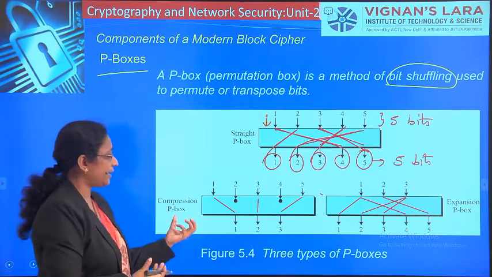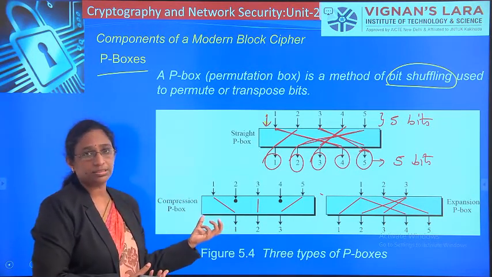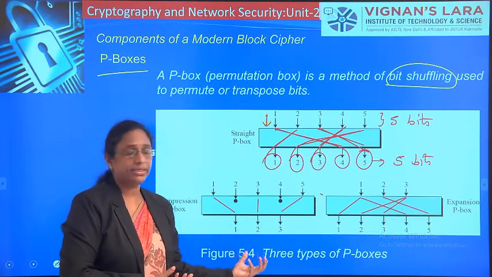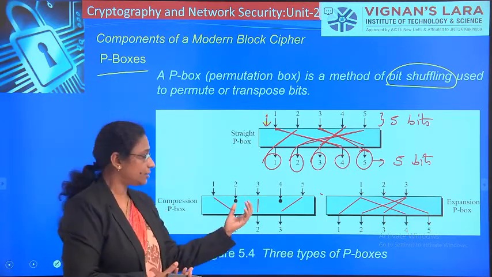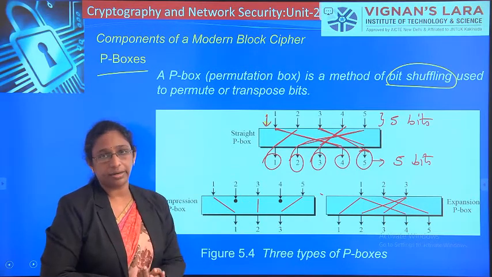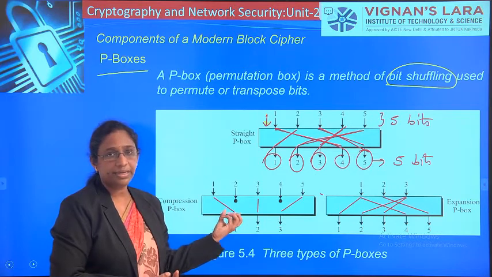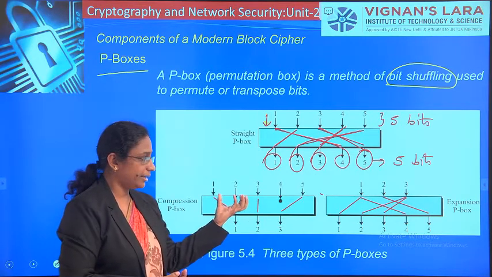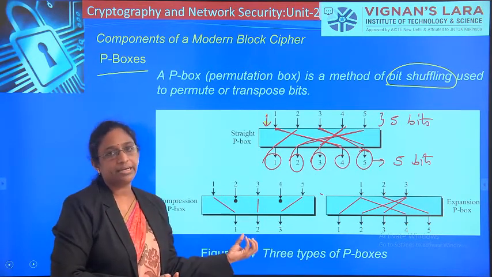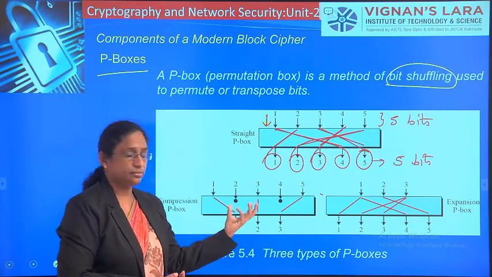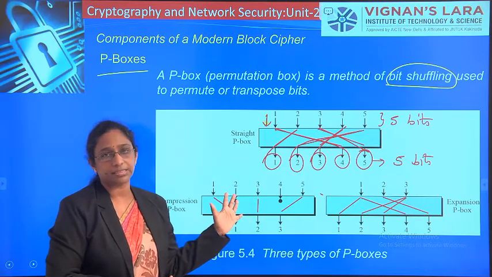Second, we have a compression box, where giving 5 bits, we will get only 3 bits as output. So any 2 of the bits will be discarded. That is the compression box, where the bits are compressed. Giving 5 bits, you get only 3 bits as output.